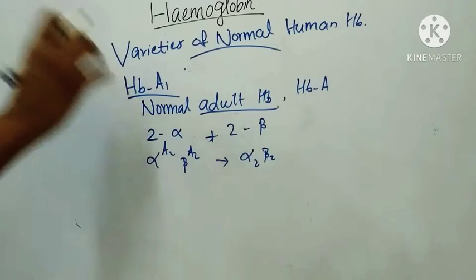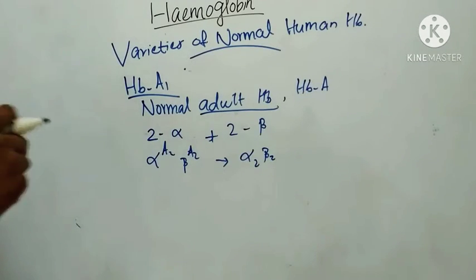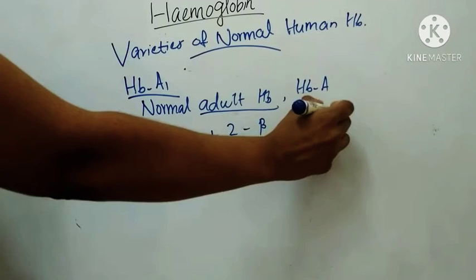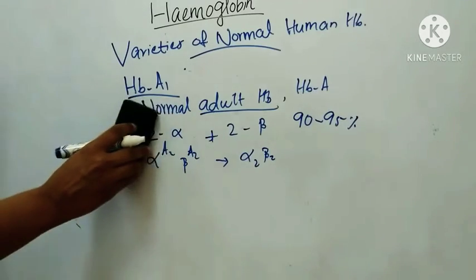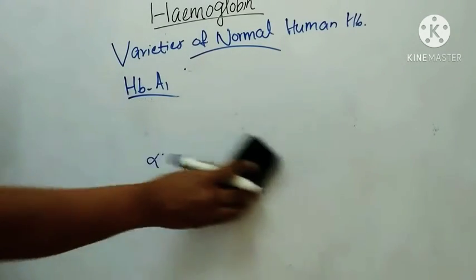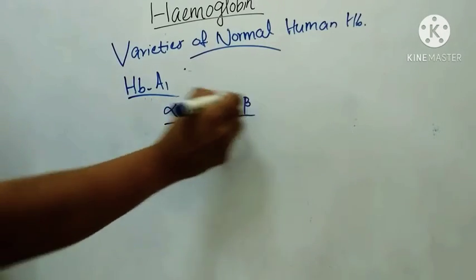It is the normal adult hemoglobin. It makes up about 90 to 95% of the hemoglobin of a normal adult. So next we will see the difference between alpha and beta chains of adult normal hemoglobin, that is hemoglobin A or A1.